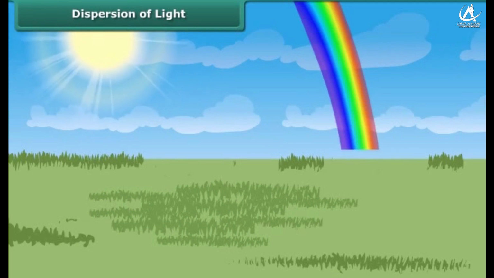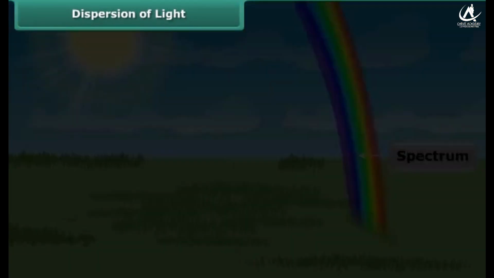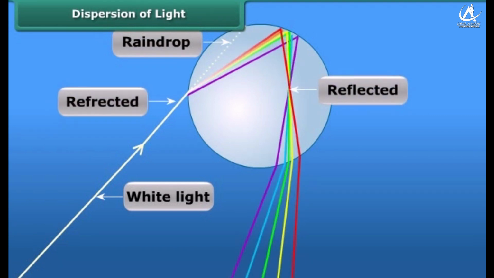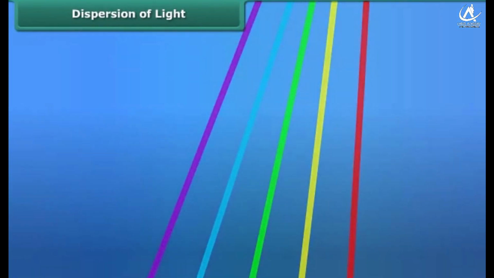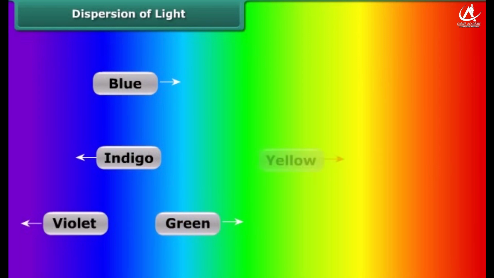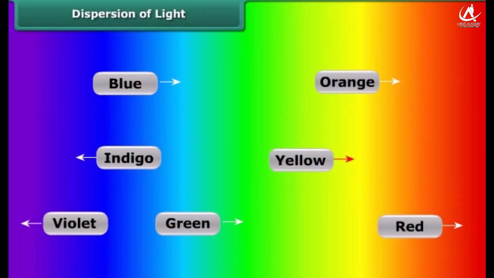Coming back to the rainbow, we can now say that the dispersion of white light passing through the water droplets formed the rainbow. The colors can be seen in the following order: violet, indigo, blue, green, yellow, orange, and red, or VIBGYOR.